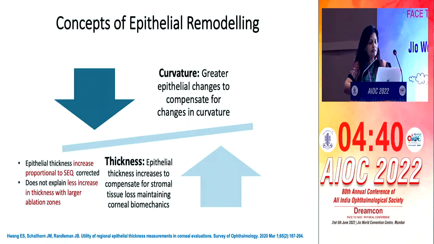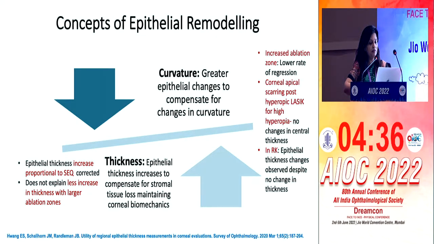Now, the concept of epithelial remodeling is that it is going to depend on thickness and it is going to depend on curvature, but curvature has possibly a greater role to play, and greater epithelial changes occur to compensate for changes in curvature, although epithelial remodeling would also occur with the changes in the thickness.